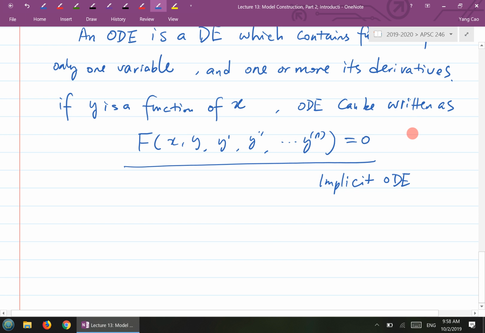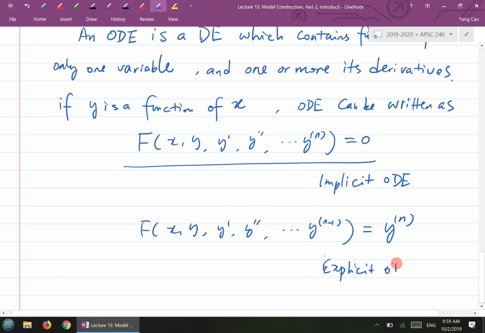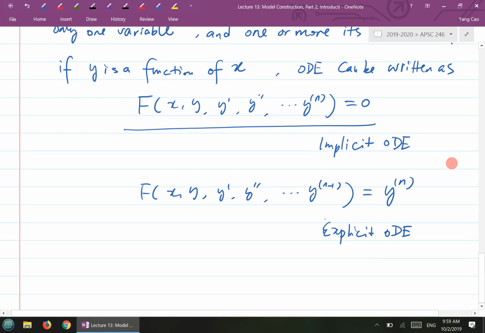And the other format you can also write it in could be y prime, y double prime, and up to y to the order n minus 1, and then equal to the highest order derivative of y. If you can write the ODE in this format, this is called an explicit ODE. And this is the case we will typically deal with.